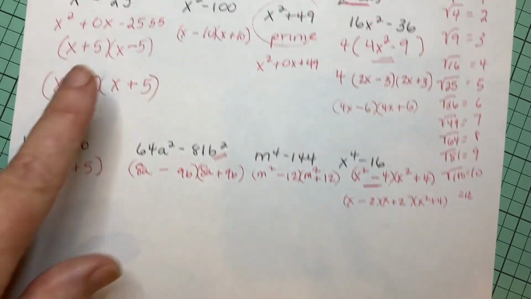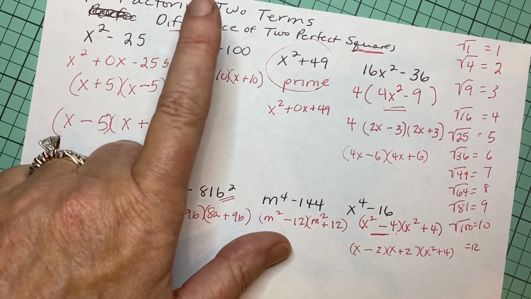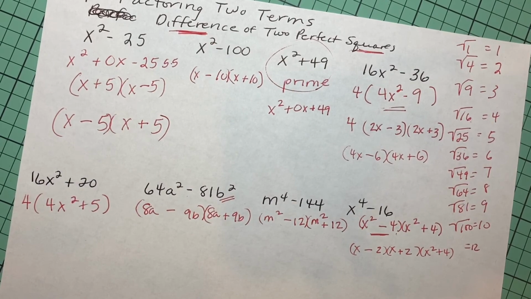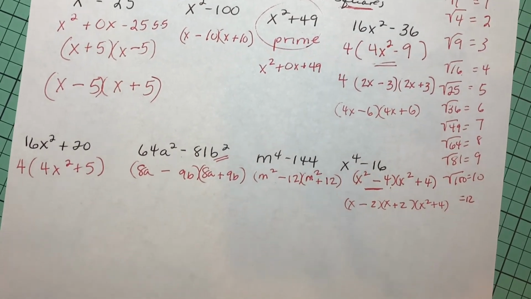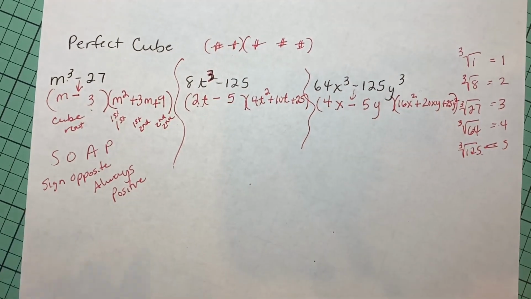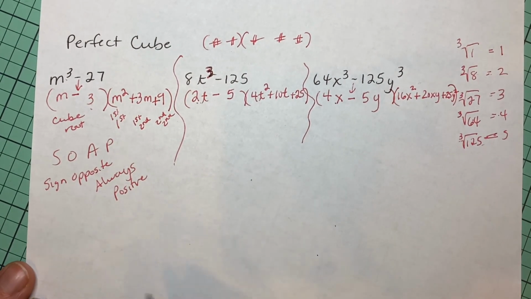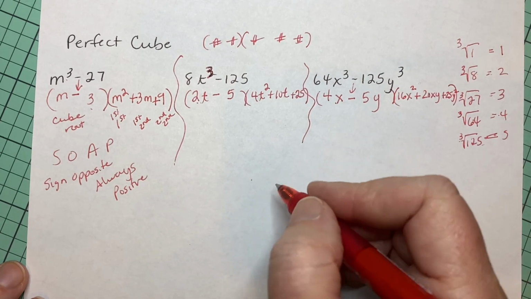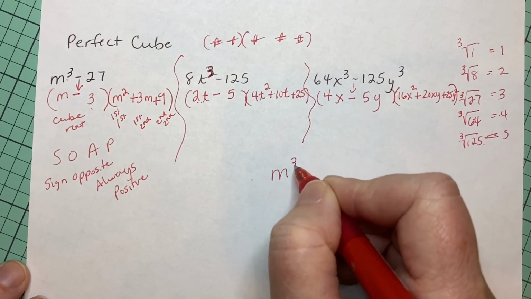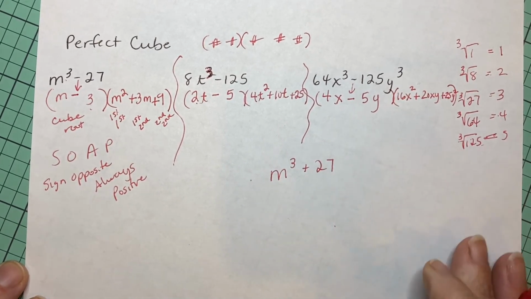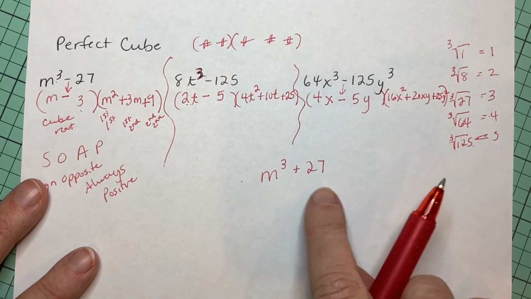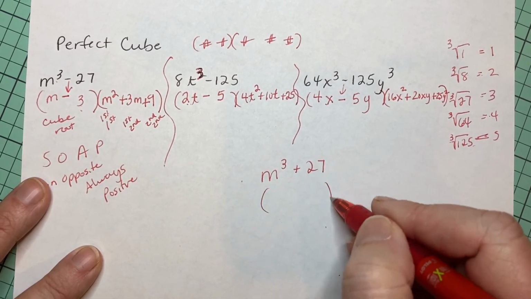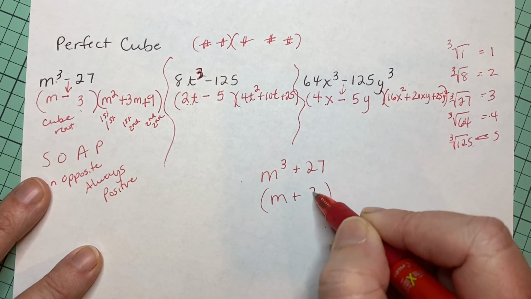Now, for difference of two perfect squares, it has to be a subtraction problem. Subtraction is the only thing that'll work for difference of two perfect squares. Perfect cubes, it doesn't matter. It can be plus or minus, and I should have made one of these plus. So let's look at the first one. This can be m cubed plus 27 and still work. A plus right here doesn't matter. You just cube root it all. So this would be m plus 3.